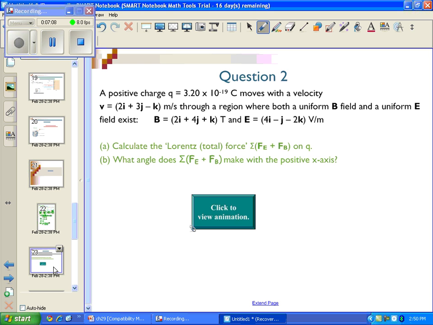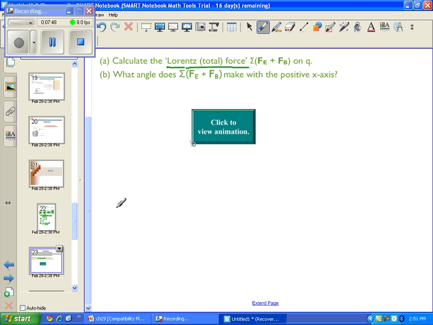In the first part, we're told to calculate, and notice they're using the term Lorentz force. Well, the Lorentz force is simply the sum of the electric and the magnetic force, that is known as Lorentz, on the charge Q. And then we're asked to determine the angle that the Lorentz force makes with the positive x-axis. Well, there is a video animation which we're not going to get to see, because although I may be able to click on it, I'm not so sure if it's going to work. Well, let's go ahead and work this out numerically.